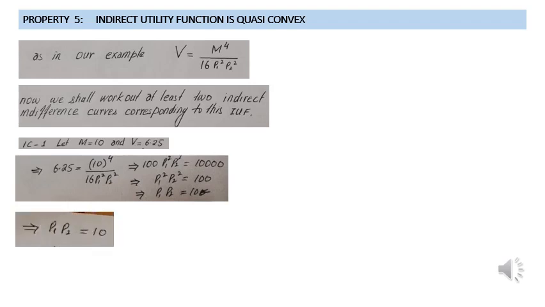Okay, here one thing is very important, that we took two imaginary values of m and v. You can take any value, whatever you want. After substituting those two values into the indirect utility function, you will get an equation showing the relationship between the two prices. We got an equation showing the relationship between two prices. P1 into P2 is equal to 10.